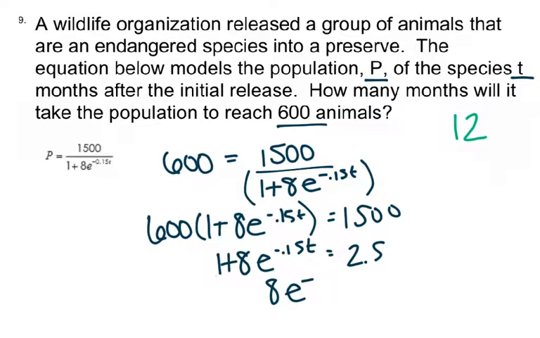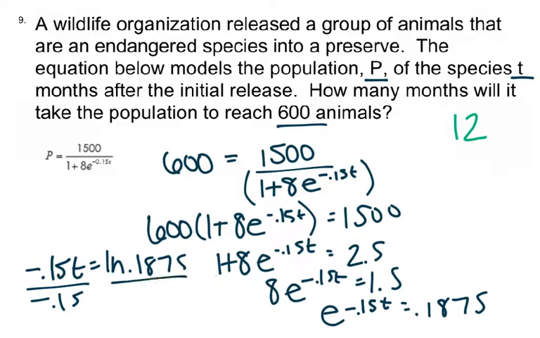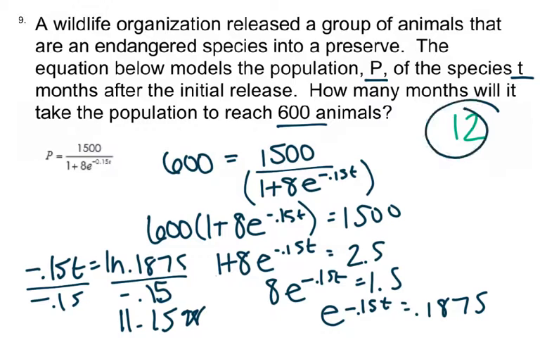I can subtract 1 from each side. And then I'm going to divide by 8 on each side. And then to get rid of an e, I'm going to take the natural log of each side. And then the last thing I'm going to do is divide by 0.15. Negative 0.15, sorry. That's how I get 11.1598. So that would be 12 months.